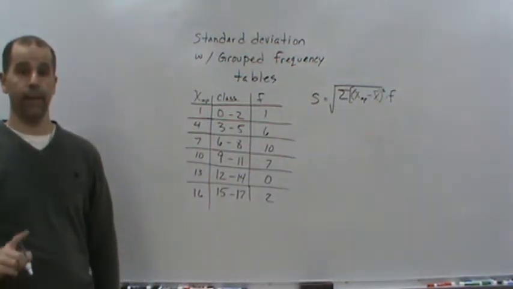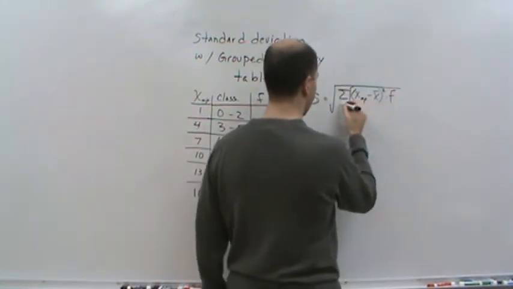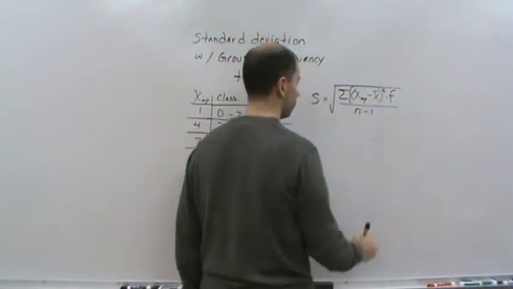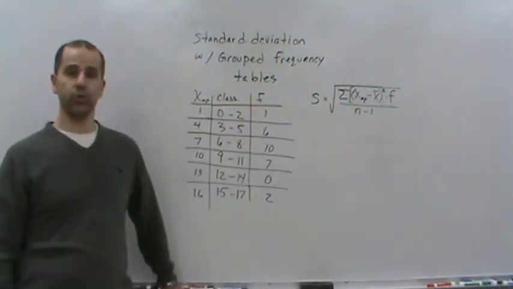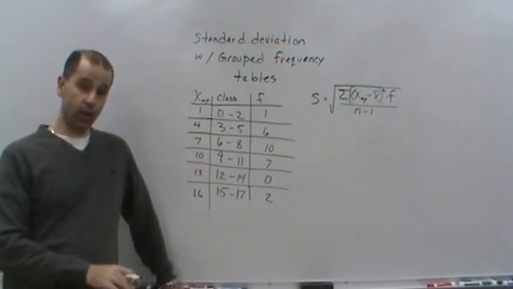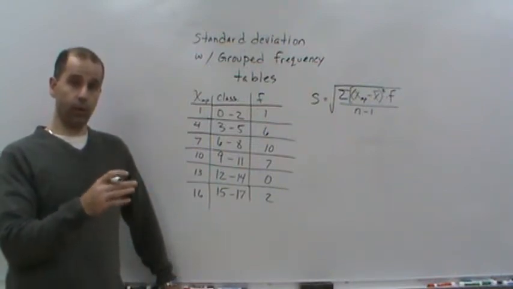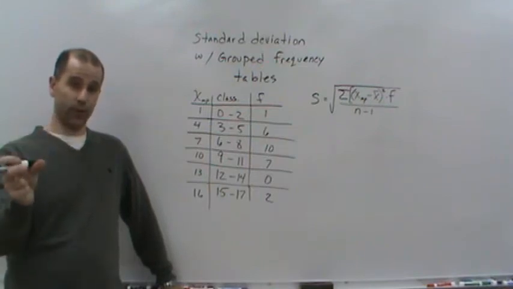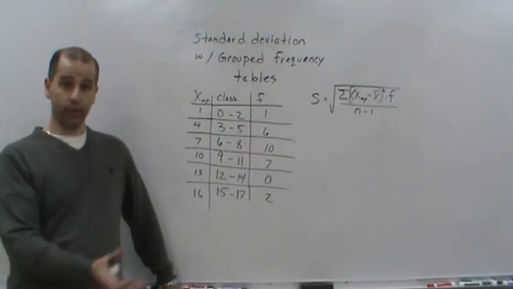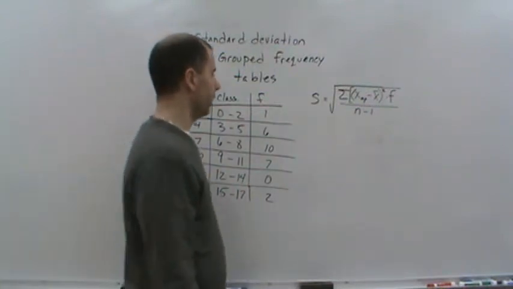Okay, so we have to multiply by the corresponding frequency, and then we divide by n minus 1, the sum of the frequencies minus 1, right? Just like we saw when we were dealing with the mean of a frequency distribution. We summed up all the products of the midpoint times the frequency divided by the sum of the frequencies, which turned out to be n anyway. So in this case, n minus 1, same thing. Okay, so let's do that.